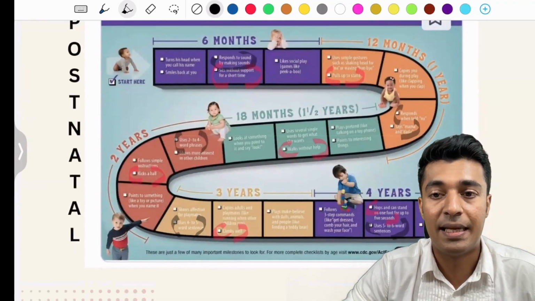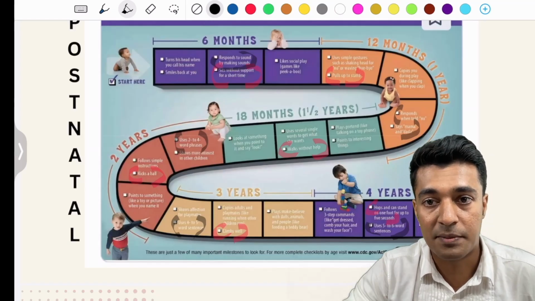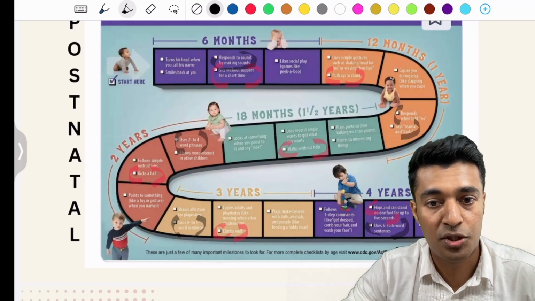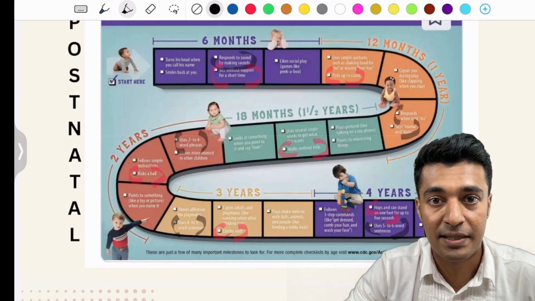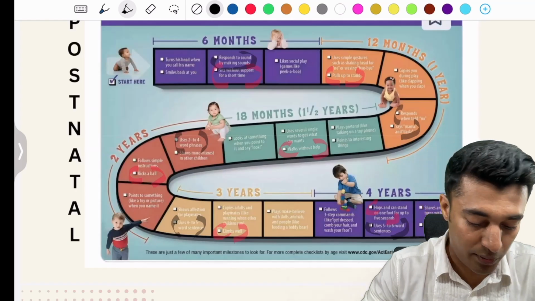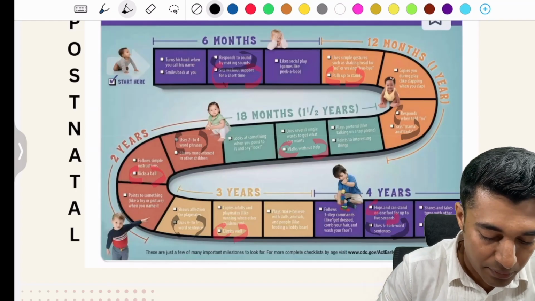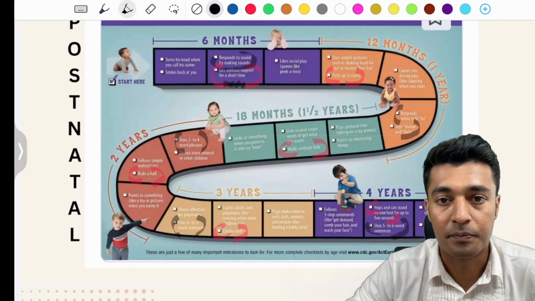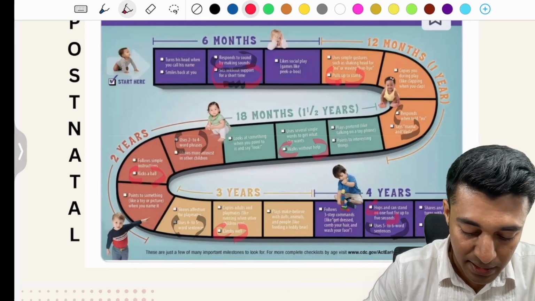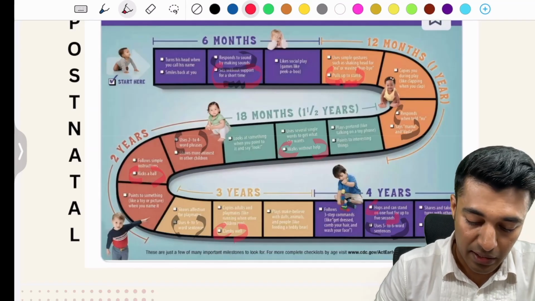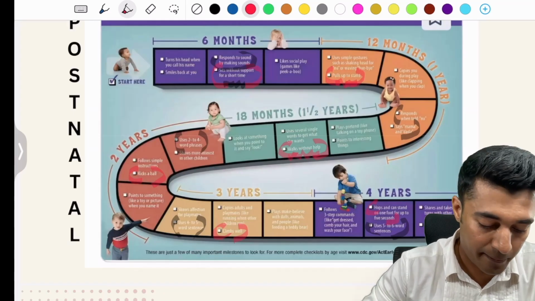Coming to the postnatal developmental milestones, let's see what happens at 6 months, 1 year, 1.5 years, 2, 3, and 4 years respectively. At 6 months of age, the movements include that the child will be able to sit without support for a short time. At 12 months, the child pulls up to stand. At 1.5 years, he will be able to walk without help.